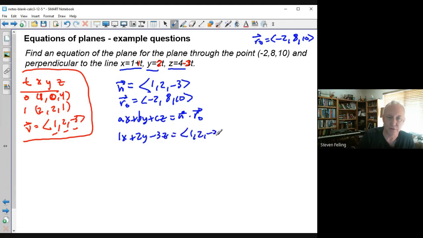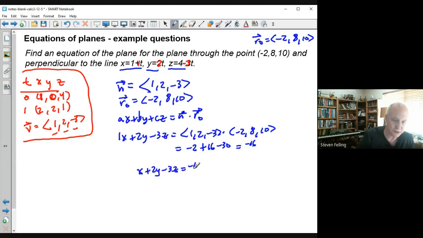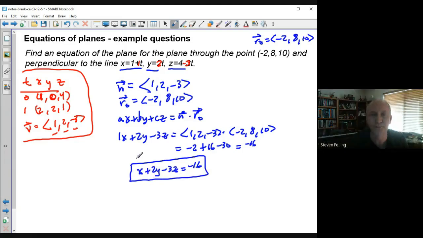the dot product of 1, 2, -3 with -2, 8, 10, which would be 1 times -2, so that's -2, plus 2 times 8 is 16, plus -3 times 10 is -30, which turns out to be -16. And so the final answer here is x plus 2y minus 3z equals -16. This is the equation of the plane that matches the constraints in the problem. Okay?